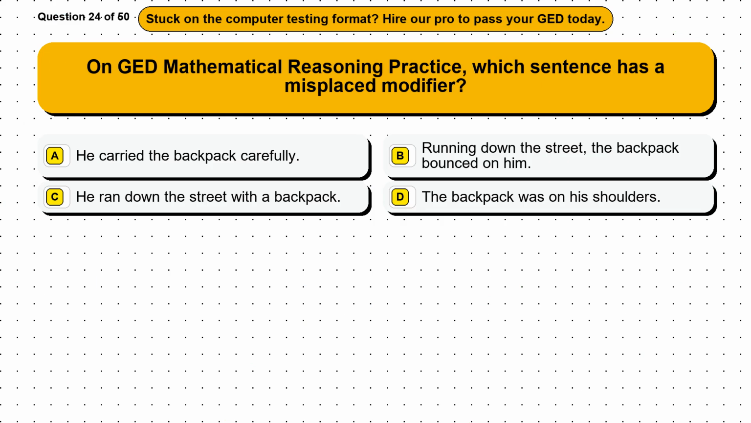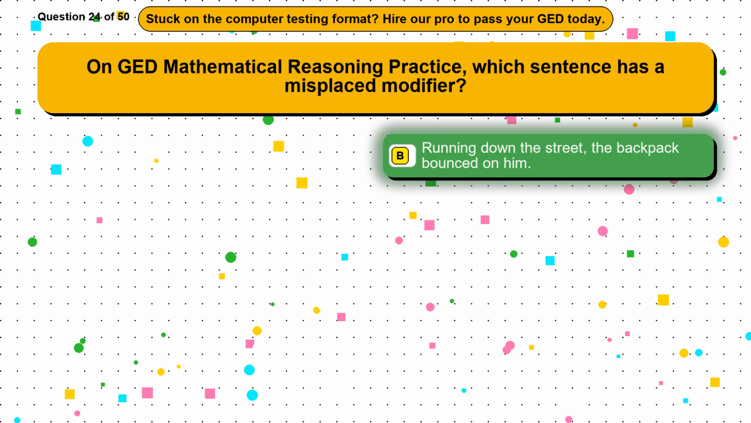Question 24. On GED Mathematical Reasoning Practice, which sentence has a misplaced modifier? Option A. He carried the backpack carefully. Option B. Running down the street, the backpack bounced on him. Option C. He ran down the street with a backpack. Option D. The backpack was on his shoulders. The correct answer is option B.